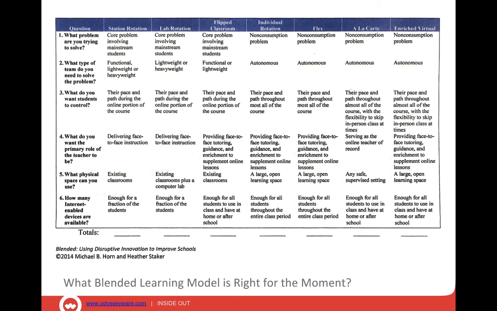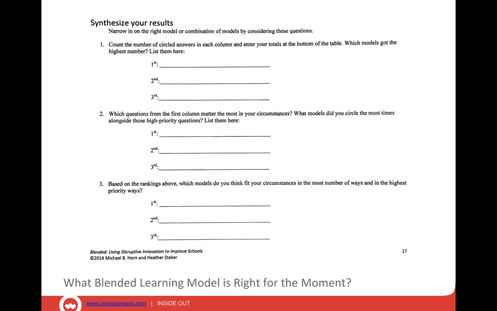Again, the station rotation, lab rotation, flipped classroom, and individual rotation, those are all rotational models. So you'll see that some of the answers change between those. And the idea is as you answer these questions, you total up your answers at the bottom. Now you may say, well, does that tell me exactly what model I should be using? The other important piece, and a lot of people miss this, is that there's actually a second page to this.